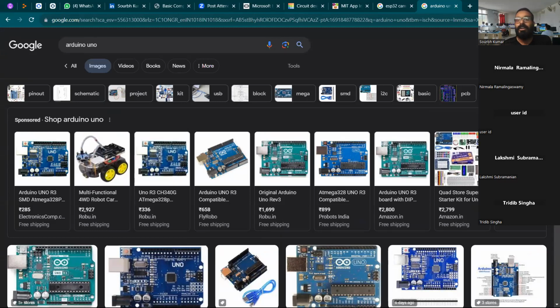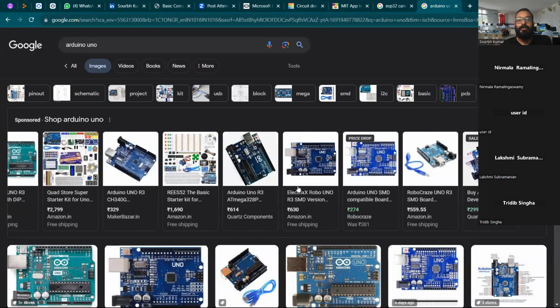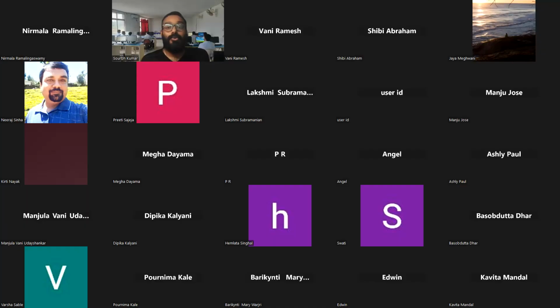You should get good quality components from the market or from the Exceed team, so that it will be good for you to complete the task. Otherwise, sometimes I have like 100 Arduino Unos with me which are not working because of the Chinese chip present in the board itself. So go for the cheap version rather than the SMD version.